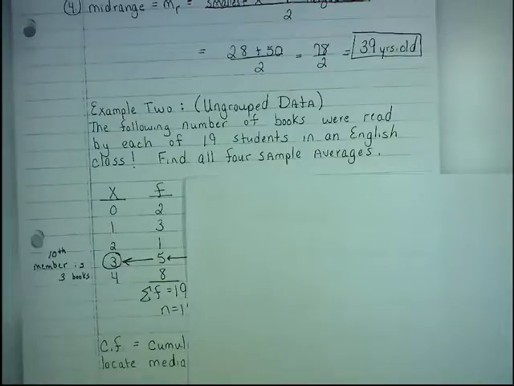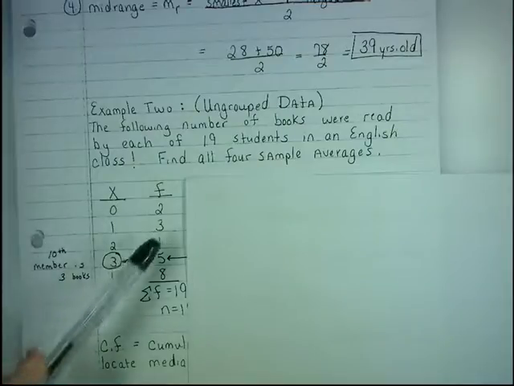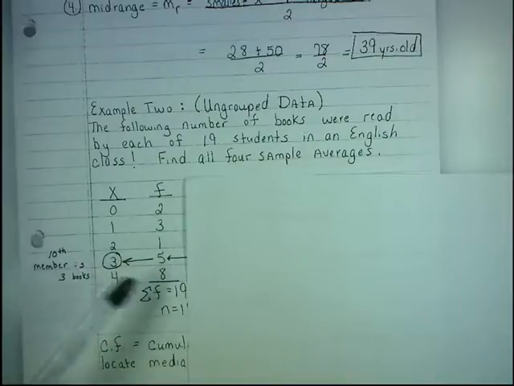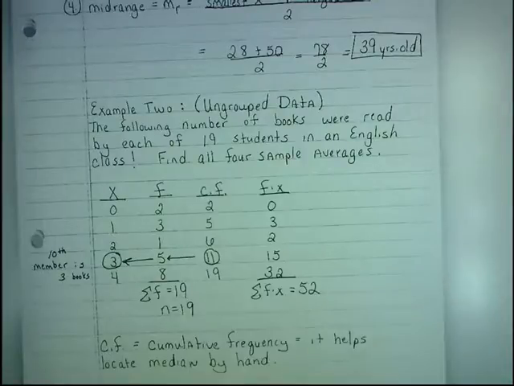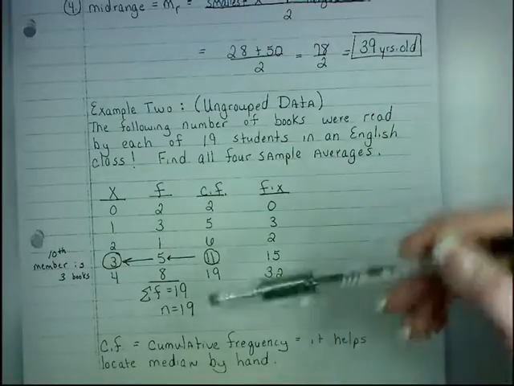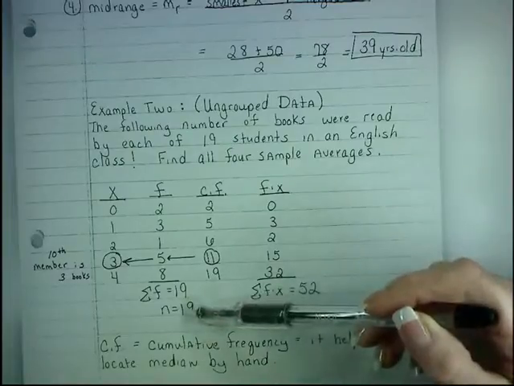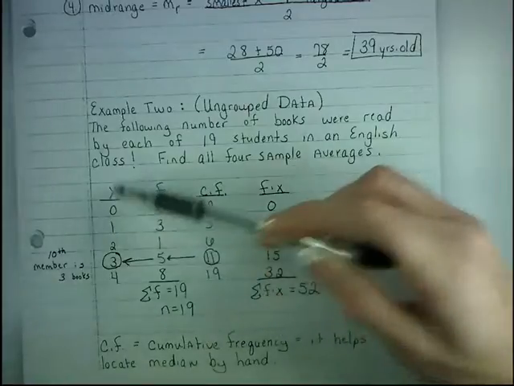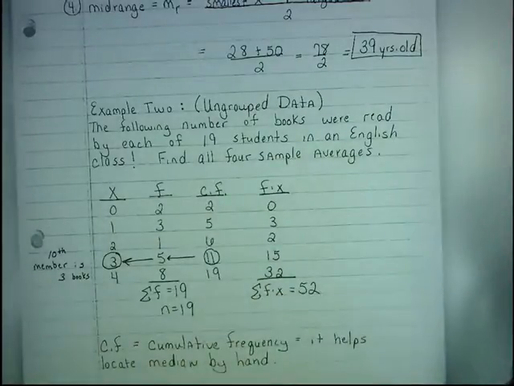Sorry about that. So this is 19 students in an English class. And this says that 2 of my students read no textbooks, 3 students read 1, 1 student read 2, 5 students read 3 textbooks, and 8 students read 4 textbooks here. And the total of the frequency column will always give you your sample size. So we have 19 students and the number of textbooks that they read. So you will be given the X column and the frequency column.